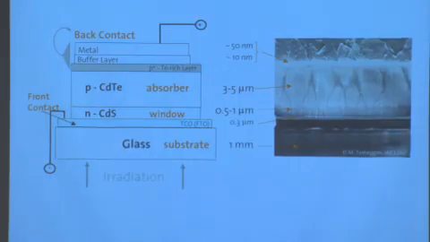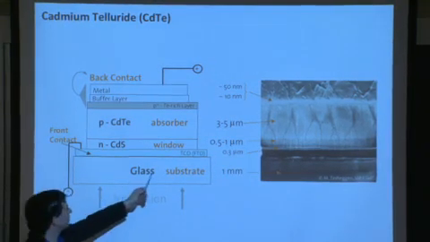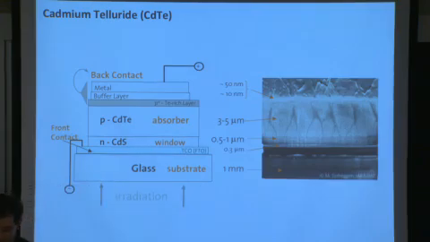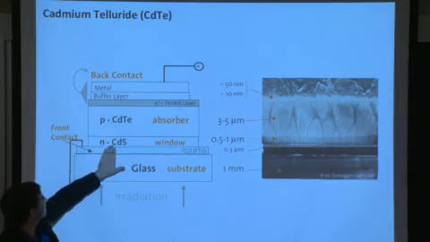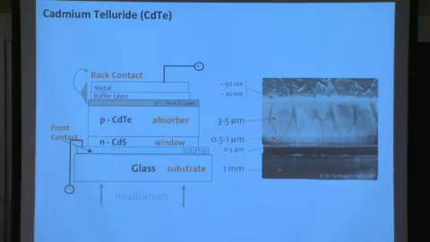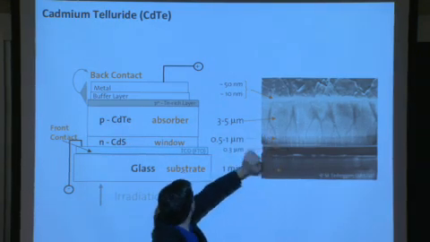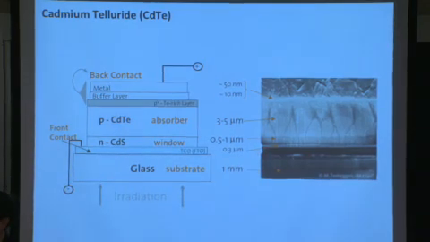This is another view of the CadTel device in cross-section, another example. This transparent conducting oxide, in this case, is fluorine-doped tin oxide, another TCO material, but very similar structure here, the CadTel being the P-type material and the cadmium sulfide the N-type material. The thicknesses of these different layers, you can see the CadTel is only a few microns thick, and the cadmium sulfide is even thinner. It's a very thin layer, just serving to separate the charge.